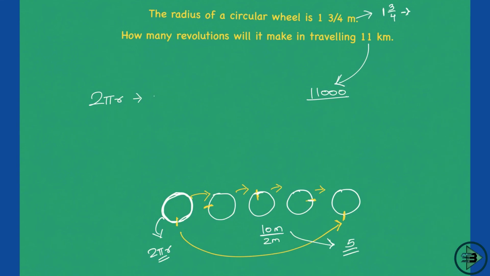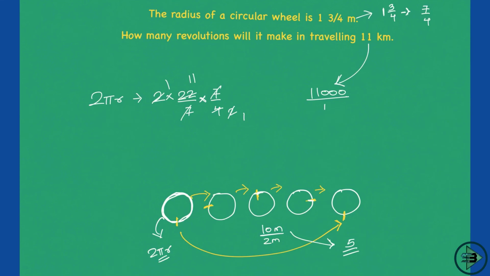So that is equal to 2 into pi, which is 22 by 7, into r, the radius, which is 7 by 4. It will be easier to calculate. Now this gets cancelled. 2 1s are 2, 2 11s are 22, which means I get the distance as 11 meters.